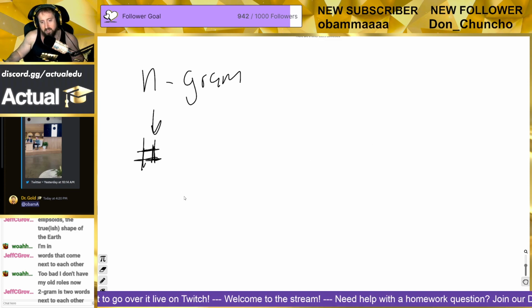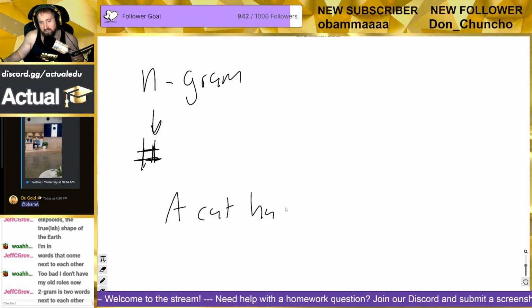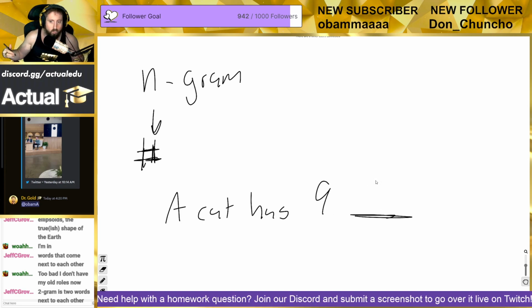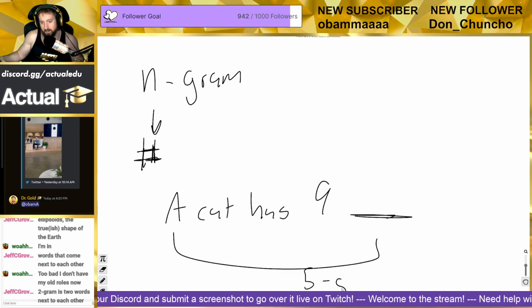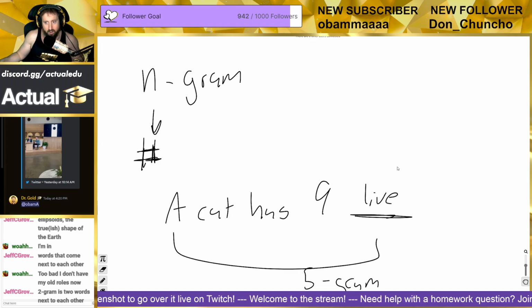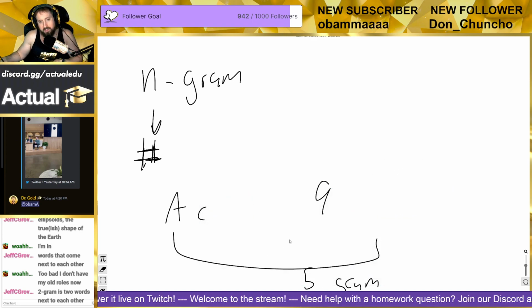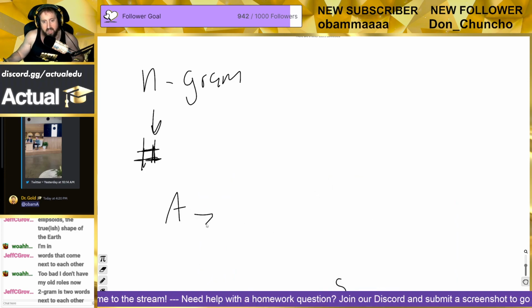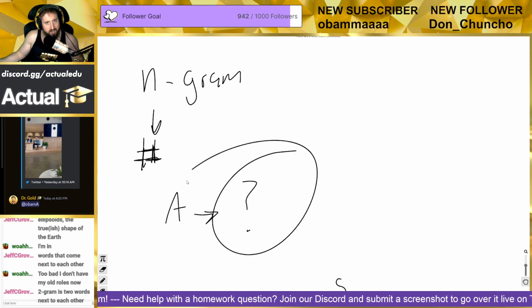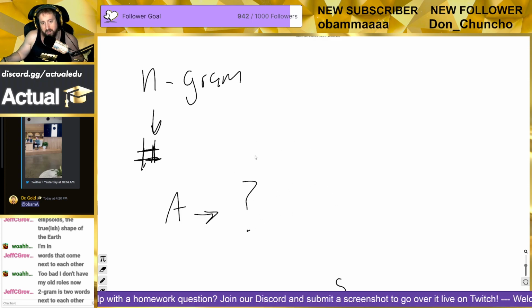But if I were to say, a cat has, and then I were to say has 9 what, there's quite a bit of certainty what the next word is going to be, right? This would be an example of a 5-gram. So I would say a cat has 9, lives. But if we had started this earlier with just the word a, this could be anything. You don't have much probability on what the next word is going to be.